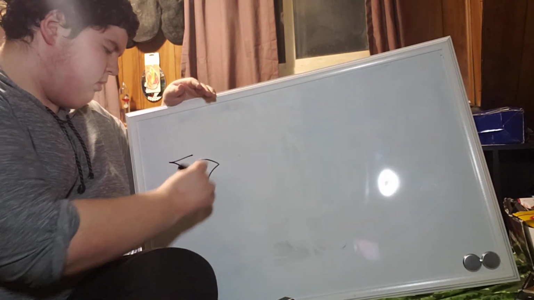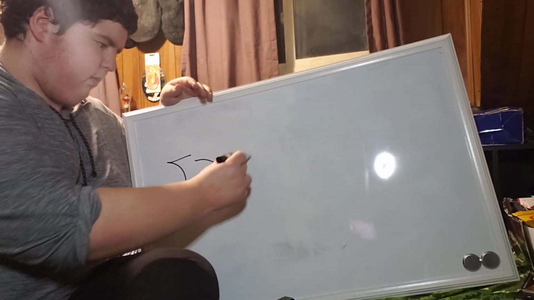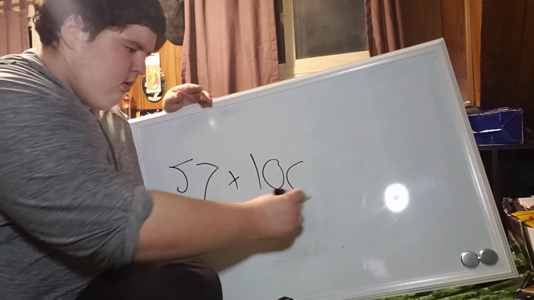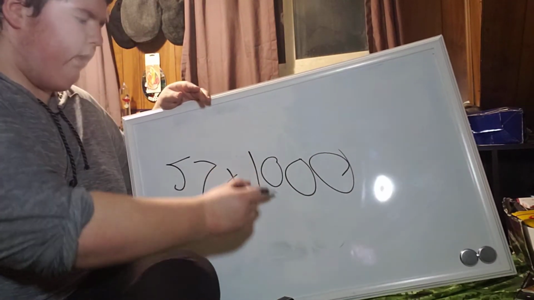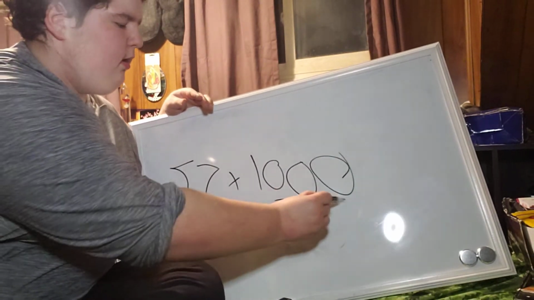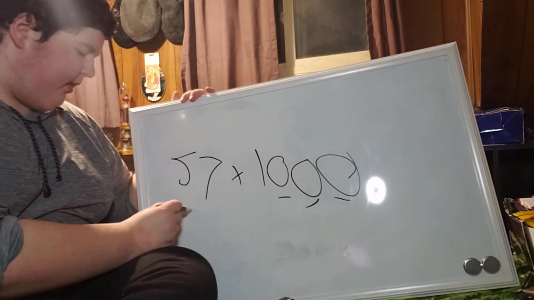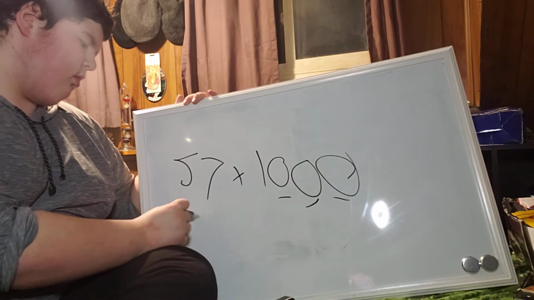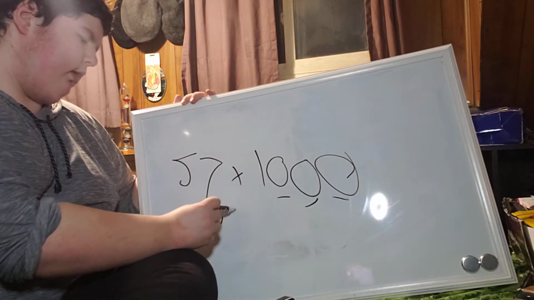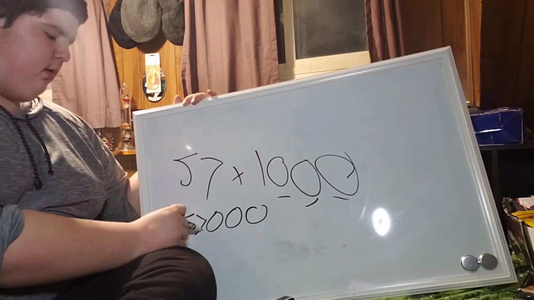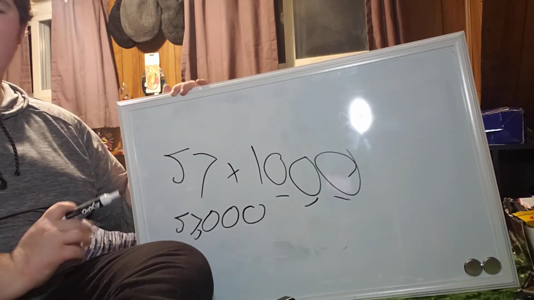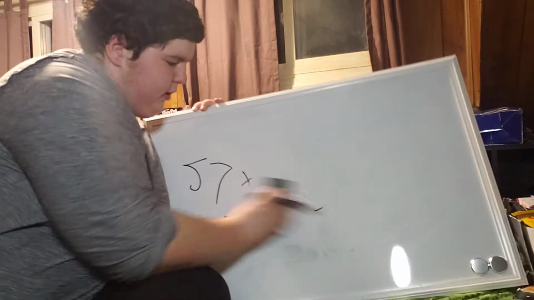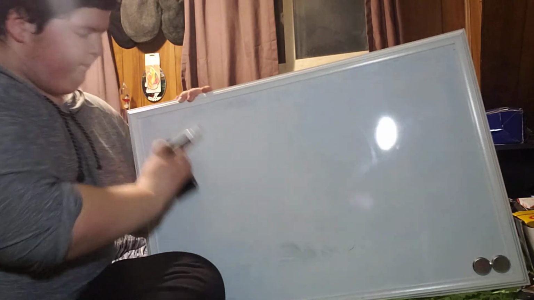57 times 1,000, all you do is take those 3 zeros here and put them at the end of 57. So 57 would look like 1, 2, 3 zeros, which would mean you have 57,000. Okay, that's just a little trick I'd let you guys learn.